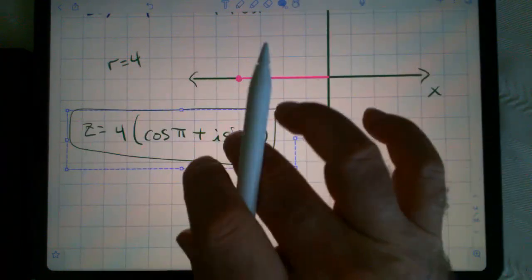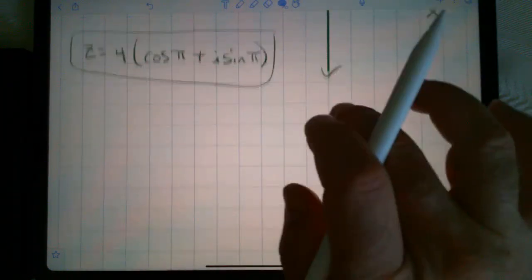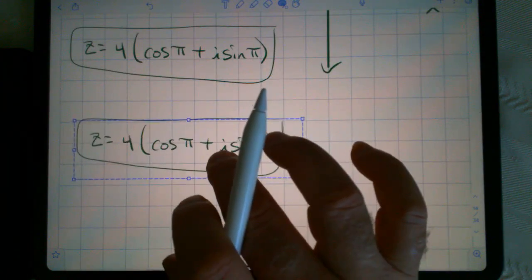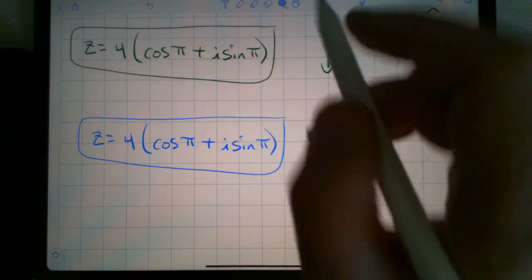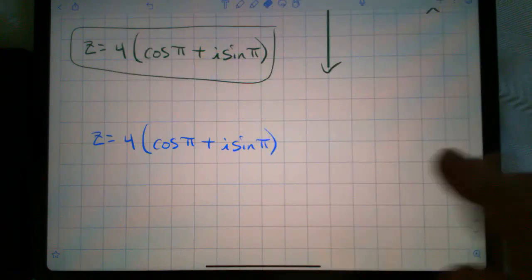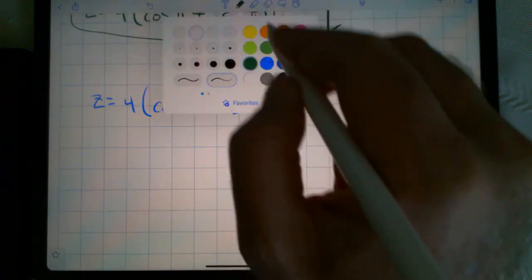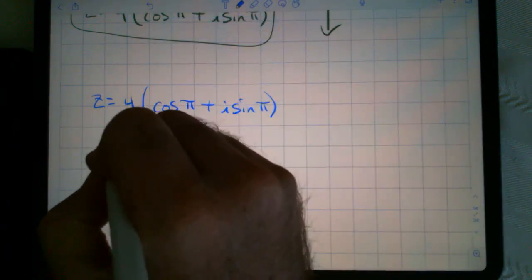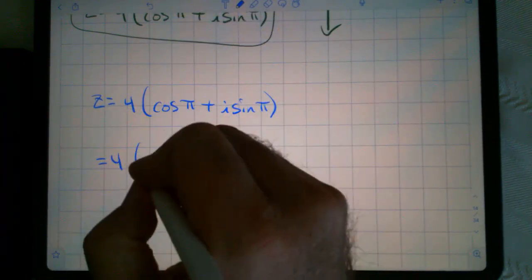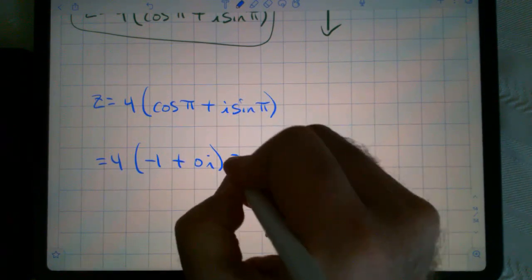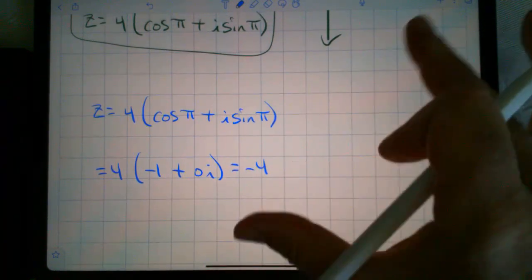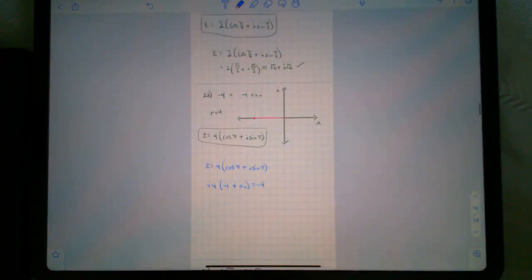And we can test this. Cosine of pi is -1 plus sine of pi is 0. And we have the same number that we began with.